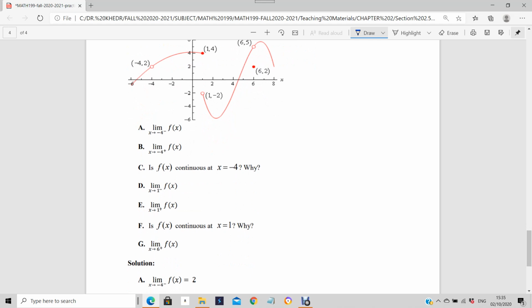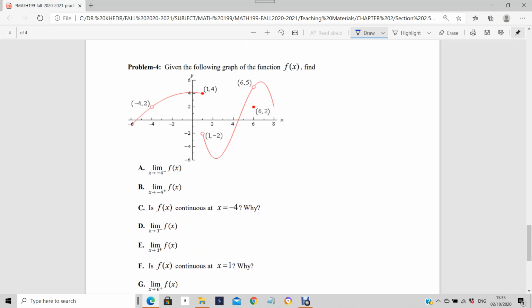Here we have one more graph. We can say here the limit of f of x as x goes to -4 from the left side is 2, and from the right side is 2. Is f of x continuous at x equals -4? No. Why? Because there is no value of the function. This is an open circle. There is no closed circle, so the function is not defined at x equals -4. So the limit does not equal the function value, so the function is not continuous.